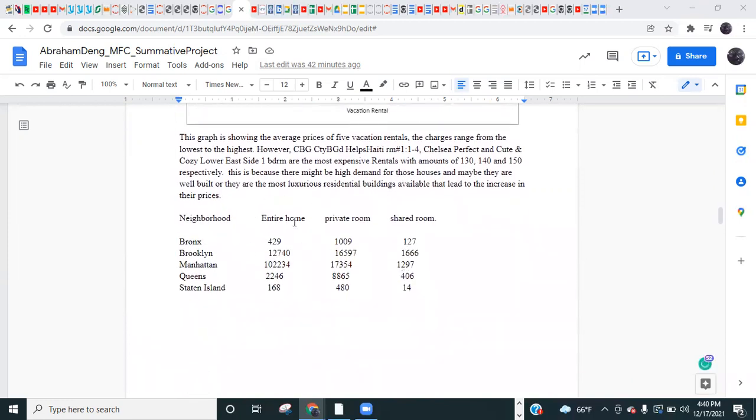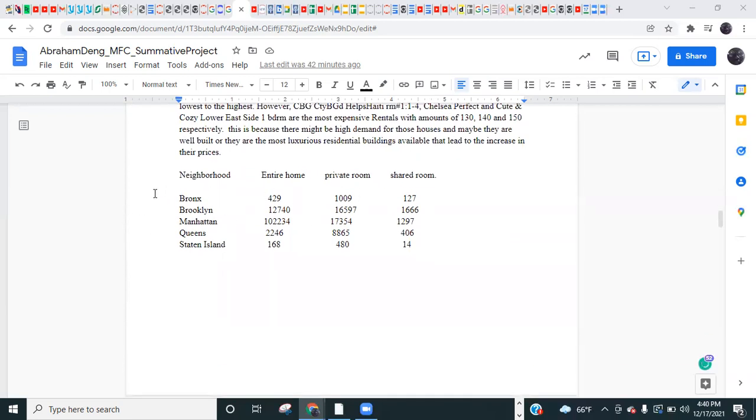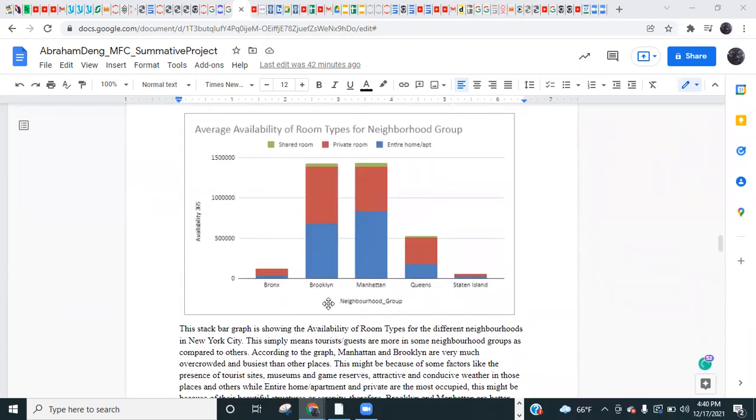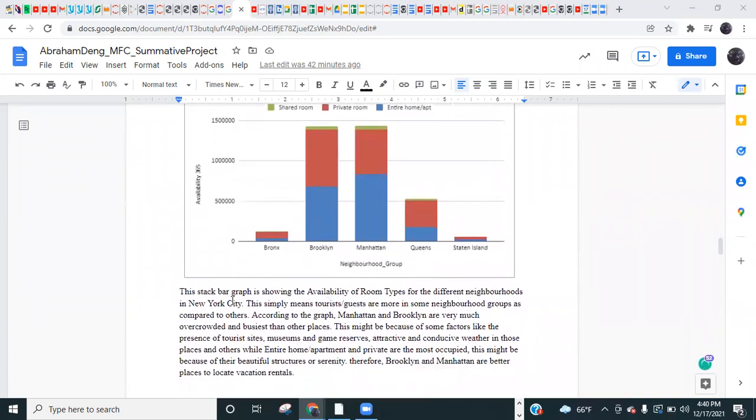In our second data, we have the neighborhood and the types of rooms: the entire home, the private room, and the shared room. In this data, we have all the information given, the number of rooms, and we have the stack bar graph here. This stack bar graph shows the availability of room types for the different neighborhoods in New York City. This simply means tourists are always more in certain neighborhood groups.